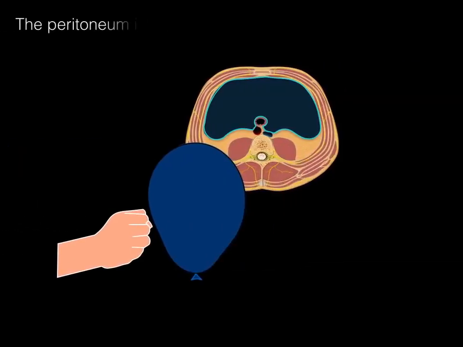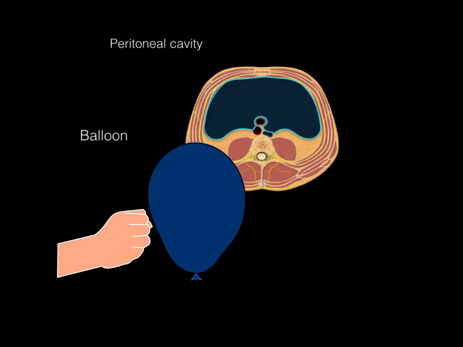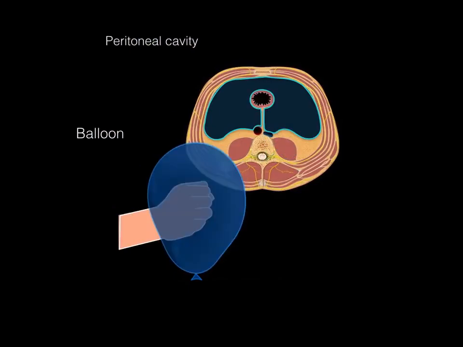Okay? So the peritoneum is like a fist in a balloon, where there's a balloon and there's the peritoneal cavity. There's a fist and there's the GI tract. And so if we then do this, shing, shing, shing, notice the following. Is the GI tract in the peritoneal cavity? The answer is no. Why?